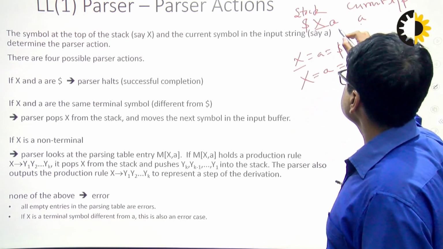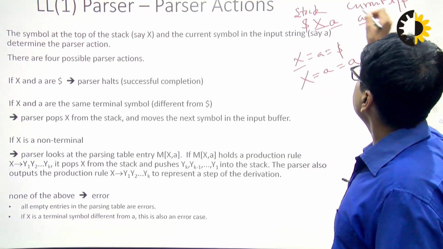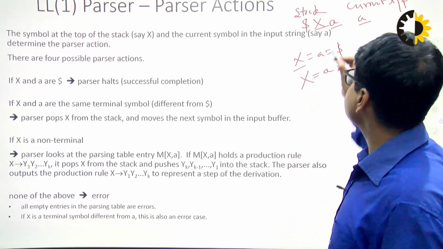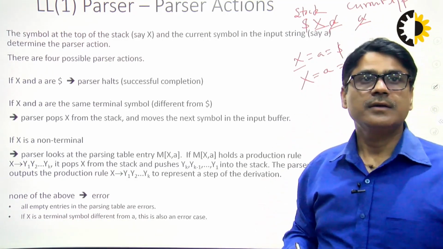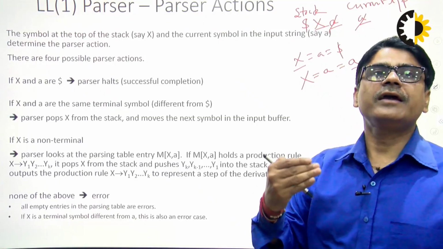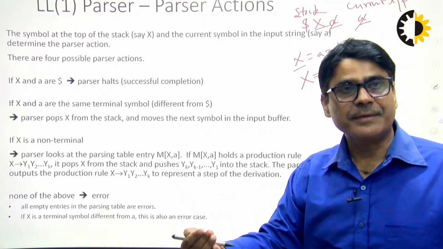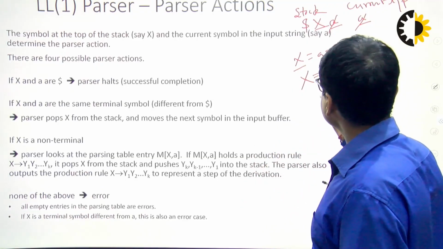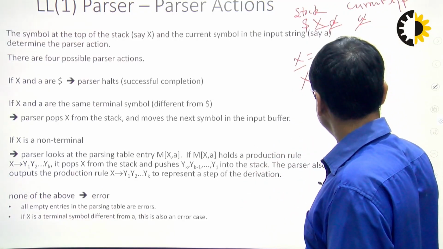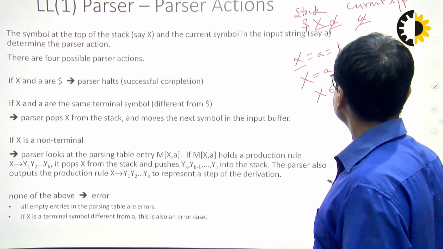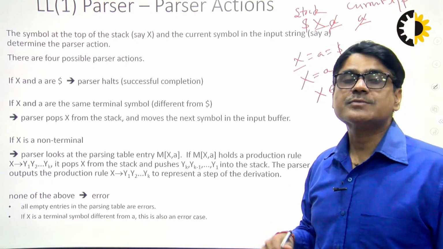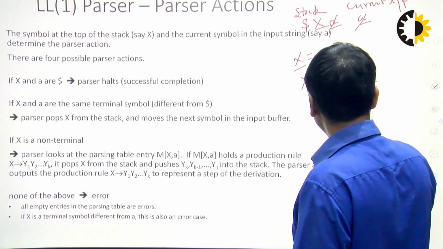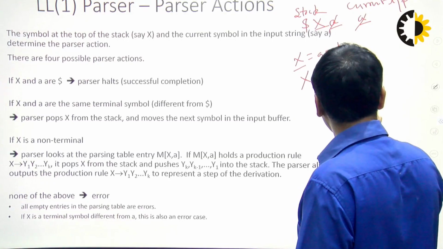Then we have to just pop off the input from the stack and remove the input from current input symbol, meaning this input is exhausted. So through the second condition, we will just exhaust the input alphabet. The third condition is if X is one non-terminal and small a is a terminal, means it is a combination of non-terminal and terminal.